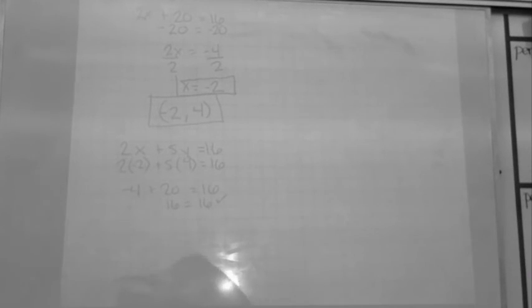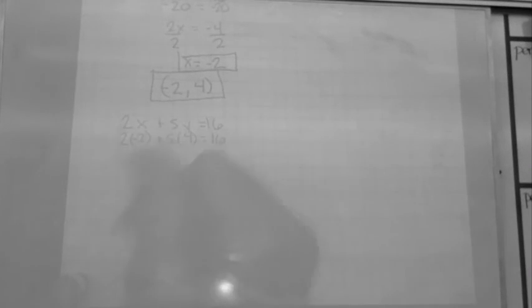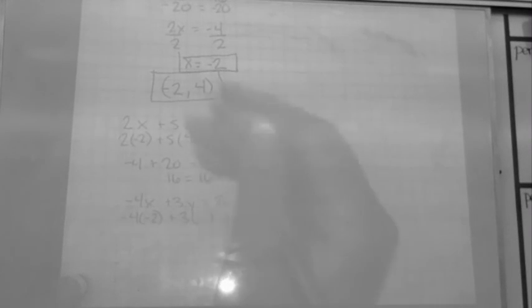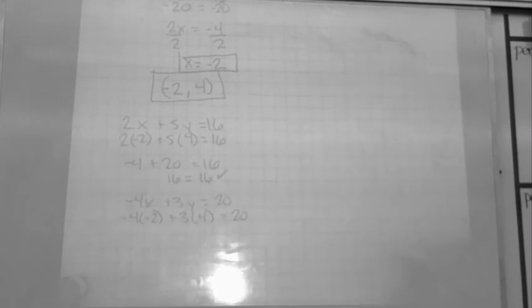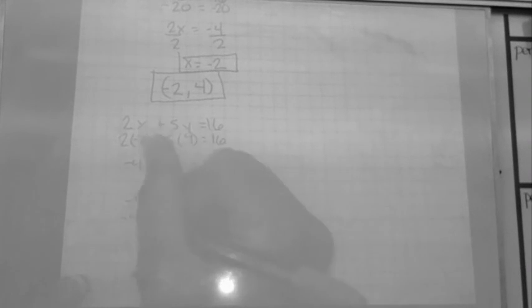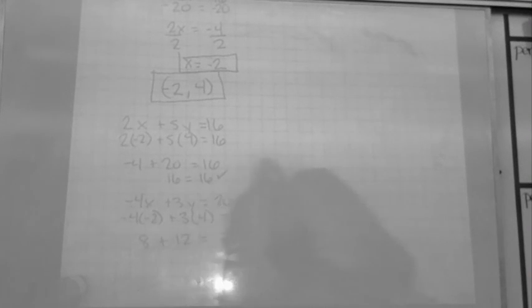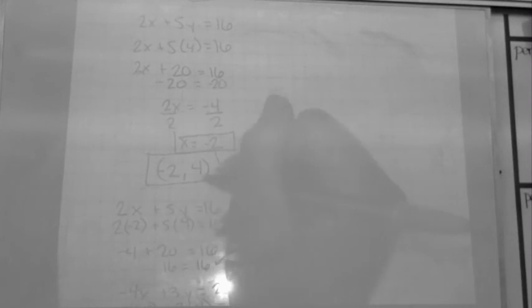My second equation was negative 4x plus 3y is equal to 20. I'm going to plug those numbers in again. So instead of x, I'm going to write the value of x, which is negative 2, plus 3 times the value of y, which is 4, equals 20. Negative times negative is a positive, and 4 times 2 is 8. So 8 plus 3 times 4 is 12, equals 20, and 8 plus 12 is 20, and 20 equals 20, so that problem checks out too. So number 7 answer was this right here, negative 2, comma 4.